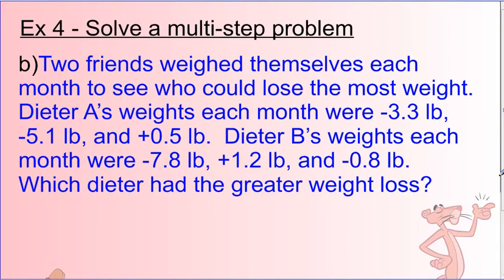Last of these problems. It says 2 friends weighed themselves each month to see who could lose the most weight. Dieter A's weights each month were negative 3.3, negative 5.1, and 0.5 pounds. Dieter B's weights each month were negative 7.8, plus 2.1, negative 0.8. Which dieter had the greater weight loss?